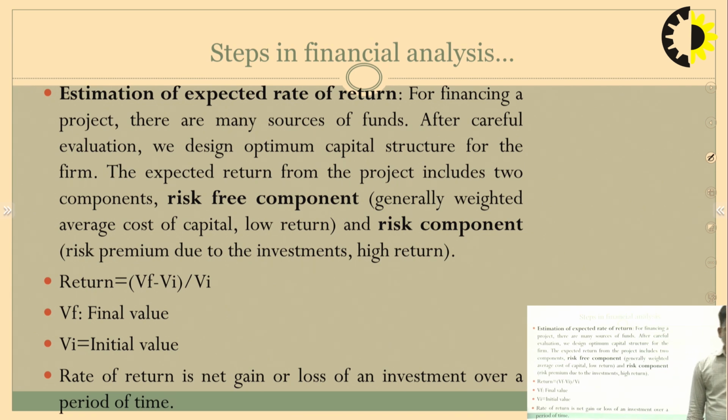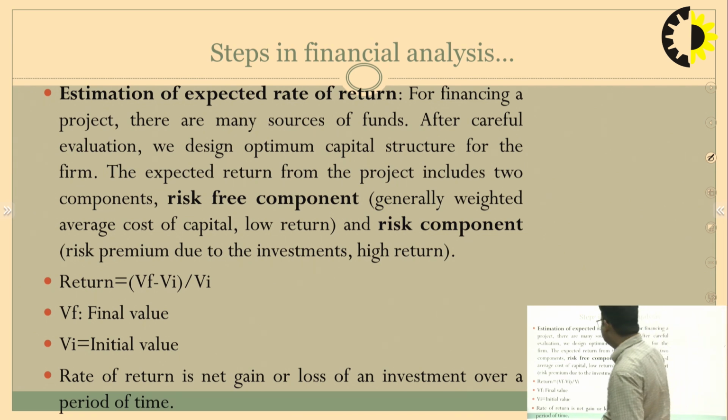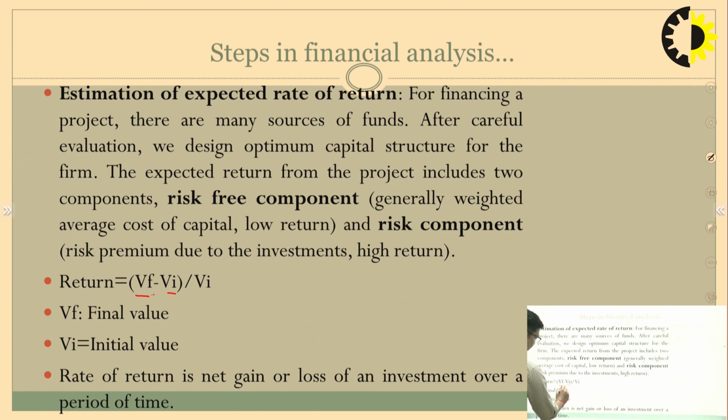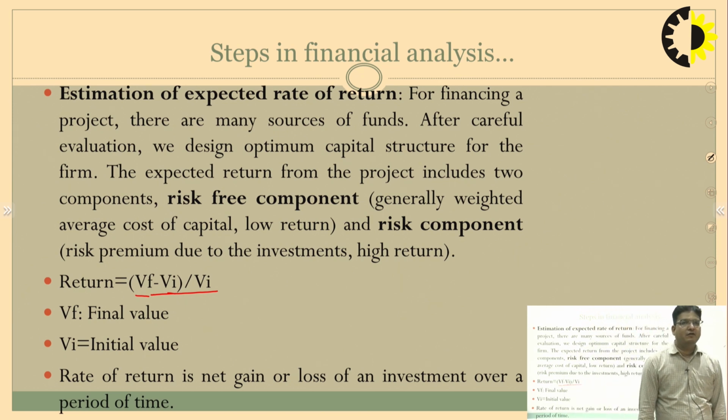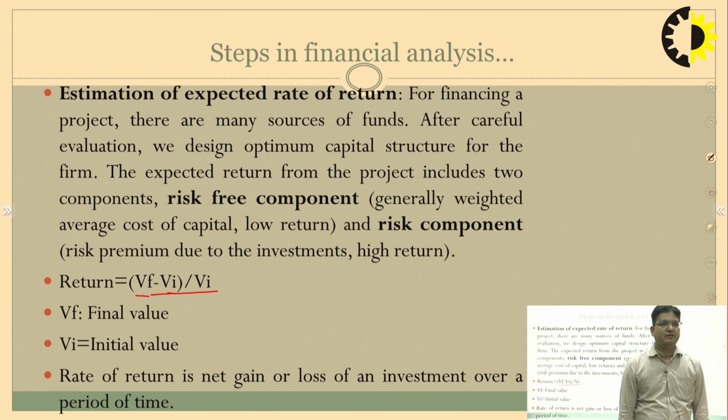So how to compute the return? Now return is computed as VF minus VI upon VI, where VF is the final value and VI is the initial value, and rate of return is the net gain or loss of an investment over a period of time. So return is computed as (VF minus VI) upon VI, where VI is the initial value and VF is the final value.